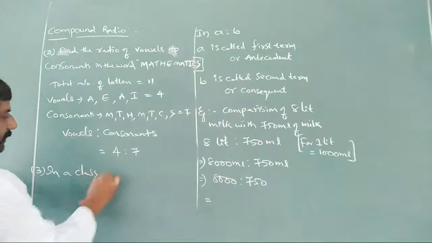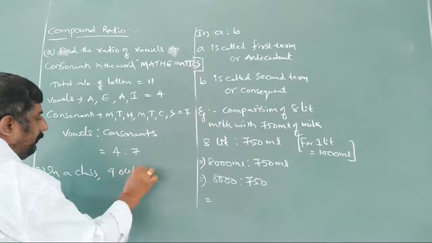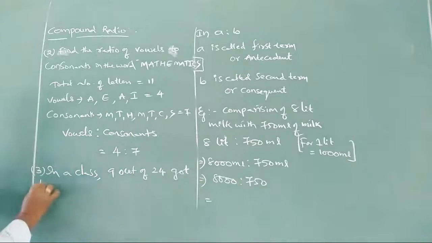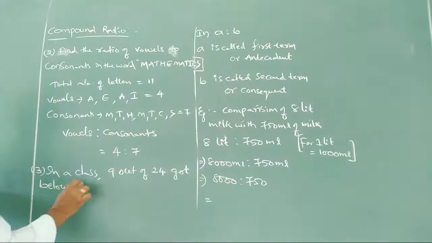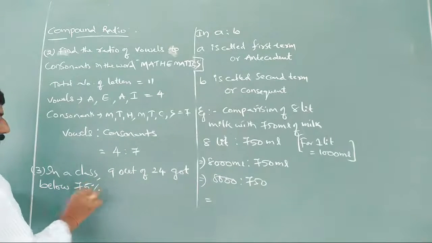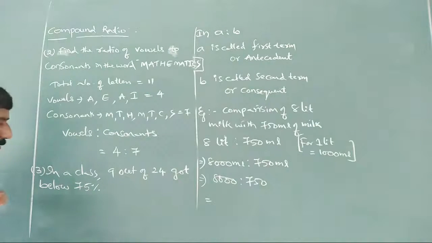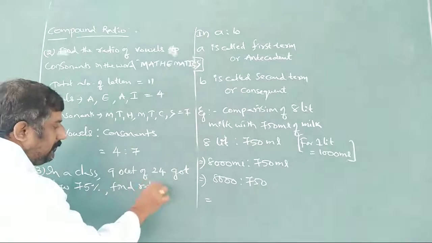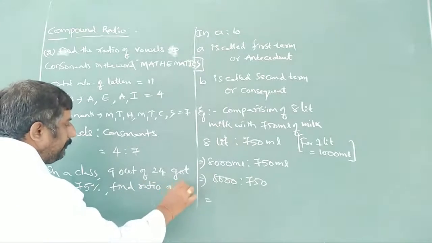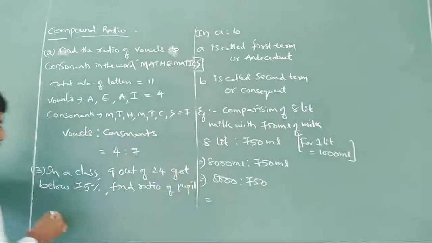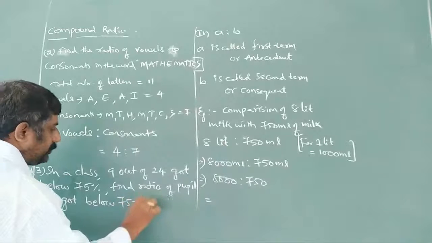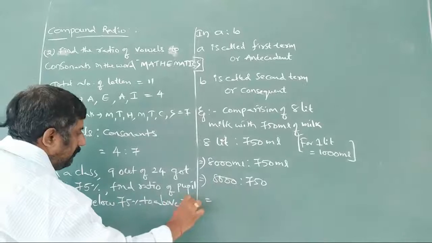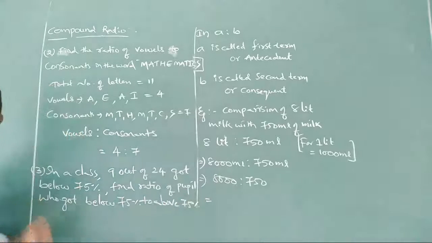In a class, 9 out of 24 got below 75%. Find the ratio of people below 75% to above 75%.